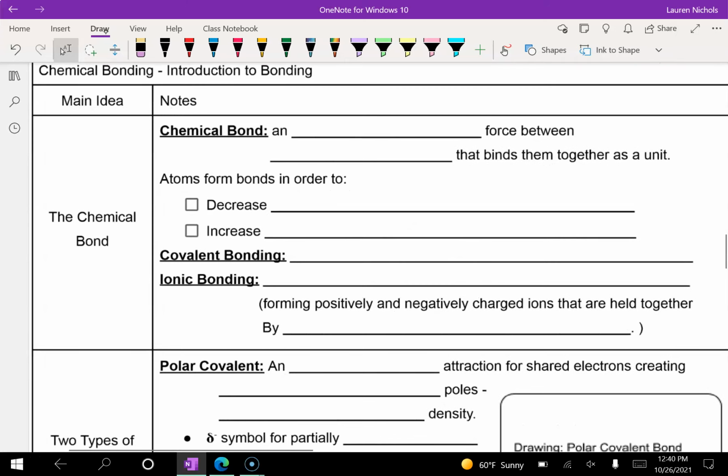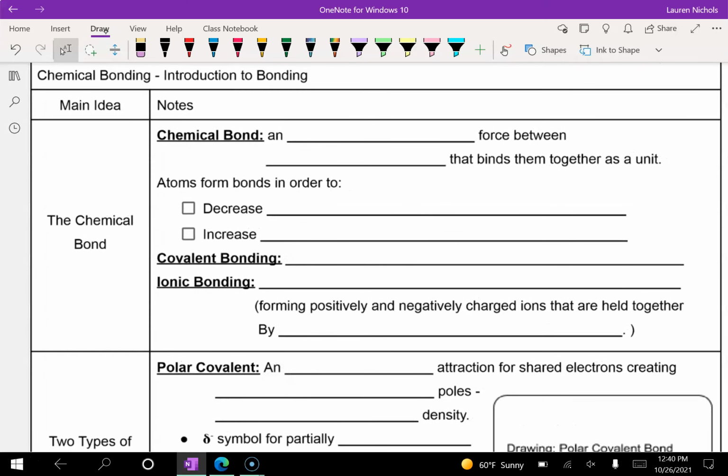So the first thing that we need to talk about is when we're talking about bonding, what is a chemical bond? Okay, so a chemical bond is an attractive force.